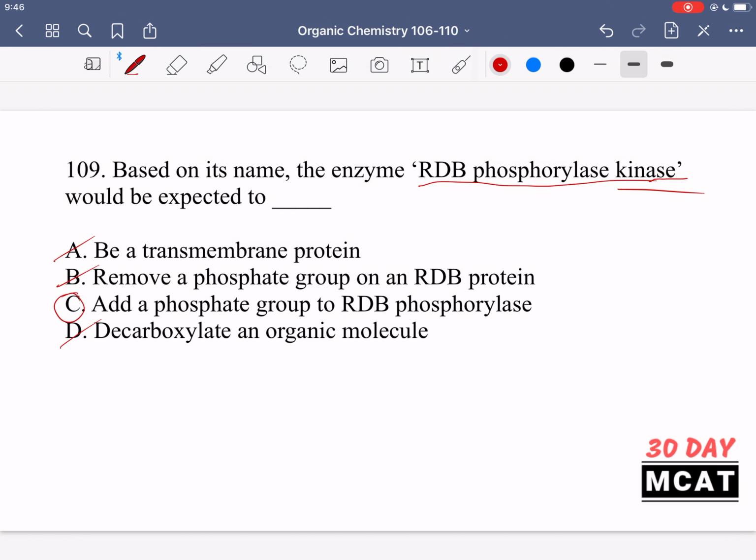And D is wrong as well. Decarboxylation happens with another class of enzyme, decarboxylase, and so it's not what a kinase does.